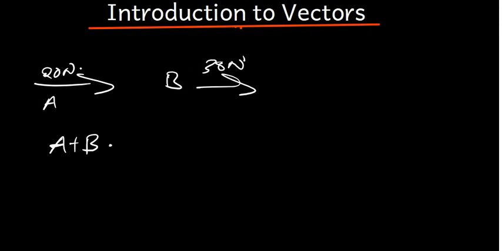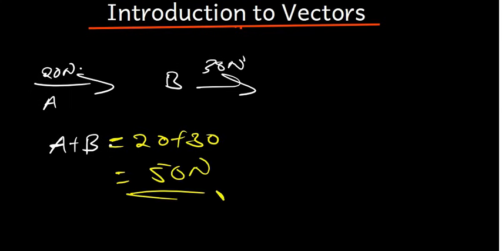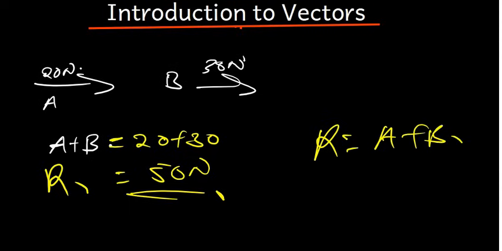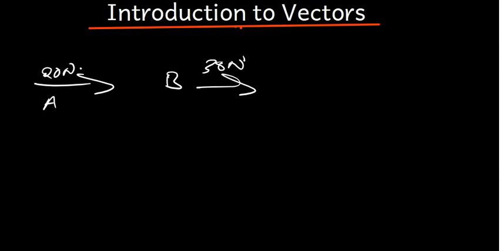Now, to find A plus B is just a matter of adding these two vectors. So we add this one and then we add the other one, meaning that this is going to be 20 plus 30, which is going to give us 50 newtons. So this is also what we call the resultant vector. The resultant is the addition of all the vectors which you have, so the addition of A plus B. Now this type of vector is what we call parallel vectors. Whenever you have parallel vectors, you just add them directly.